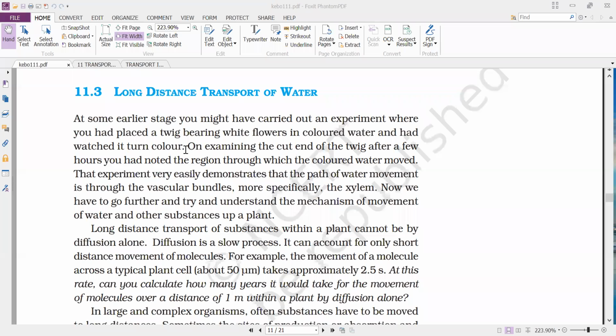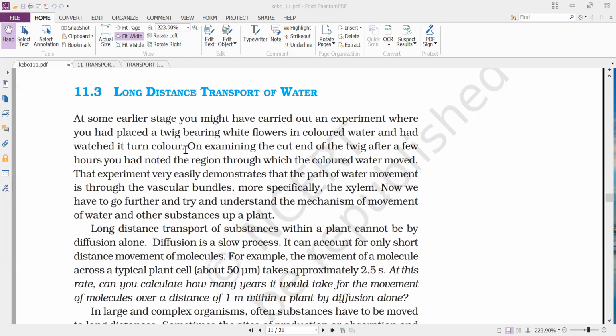If you take a thin slice of that twig, the transverse section, and observe it under the microscope, we can observe certain regions in that section that are pinkish in color, indicating that this is the region through which the colored solution is transported from the beaker to the upper parts of the twig.